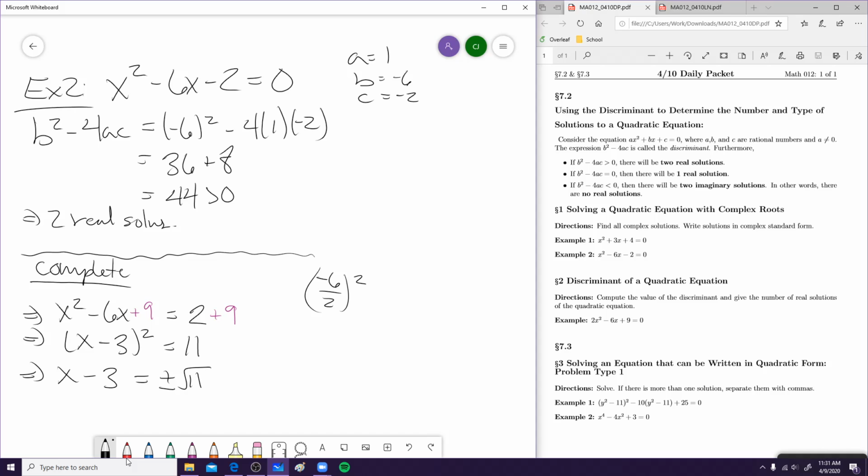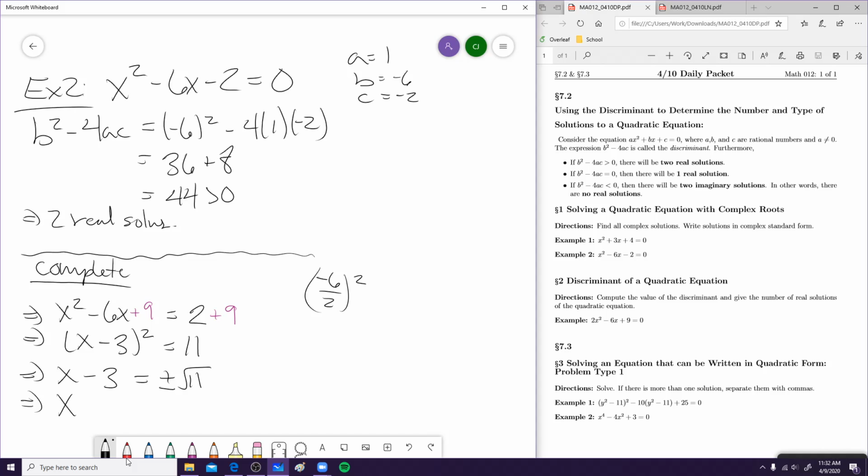11 is prime, so there are no factors that can separate it. You can't write it as a multiple of prime factors, because it already is, and it has a power of 1. So therefore, this square root is as simplified as it can be.